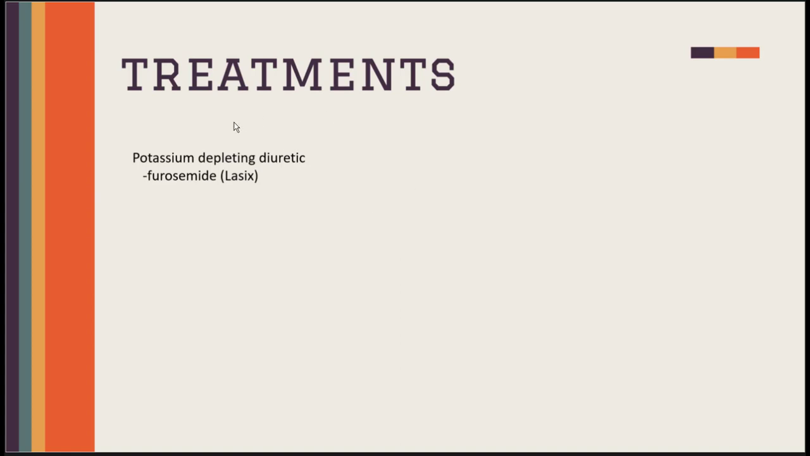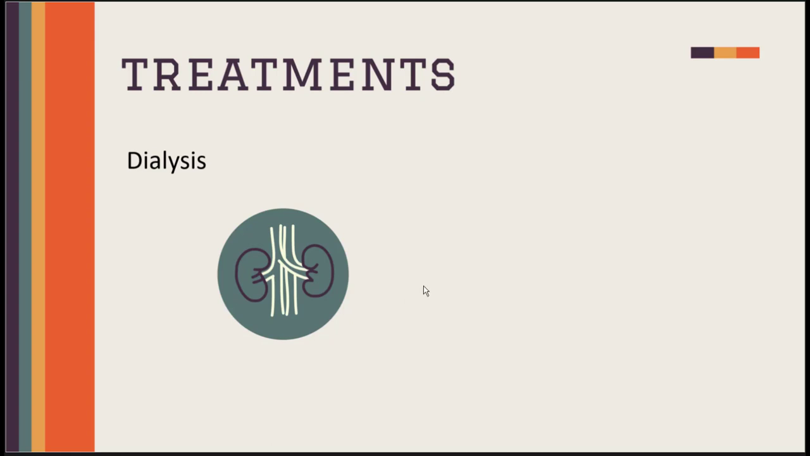We also have a potassium depleting diuretic that we could use. This is only going to be appropriate if the patient's kidneys are working. Diuretics cause potassium to be excreted in the urine. So we're going to take some of the potassium that's in the blood, not all of it obviously, and excrete it in the urine. We can also use dialysis. Dialysis is sometimes referred to as an external kidney. So if our kidneys are not working, we can use dialysis as a form of filtering the blood to get all that extra potassium out.